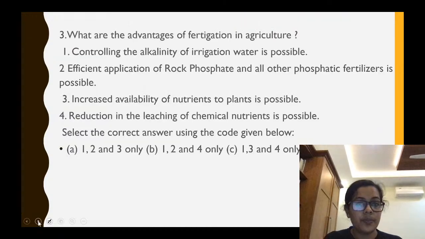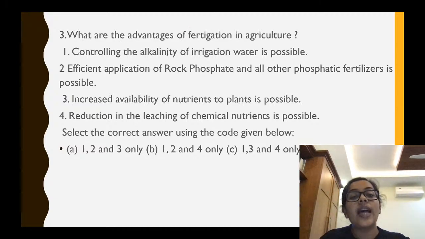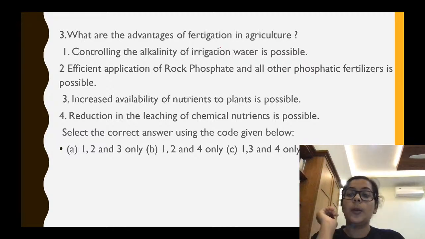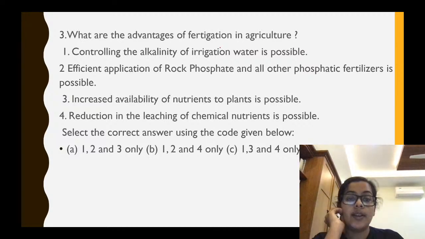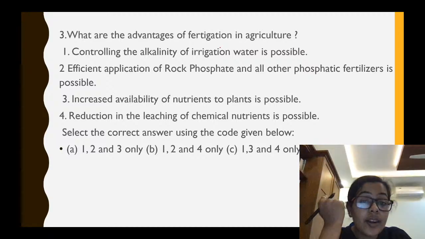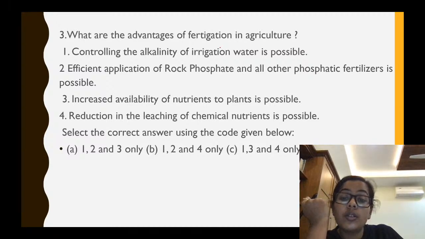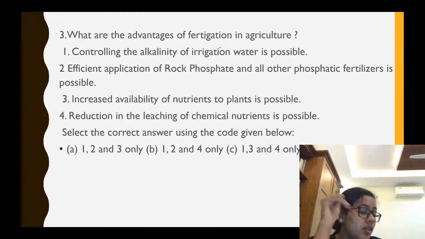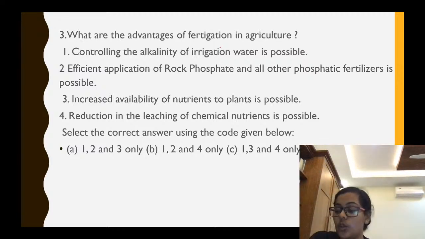Move to the next topic, fertigation in agriculture. What is fertigation in agriculture? Controlling the alkalinity of irrigation water is possible. Efficient application of rock phosphate and all other phosphatic fertilizers is possible. Increased availability of nutrients to plants is possible. Reduction in leaching of chemical nutrients is possible. Select the correct answer using the code given below. What are the advantages of fertigation in agriculture? This is a question. At least you can try to answer it right now. No problem.